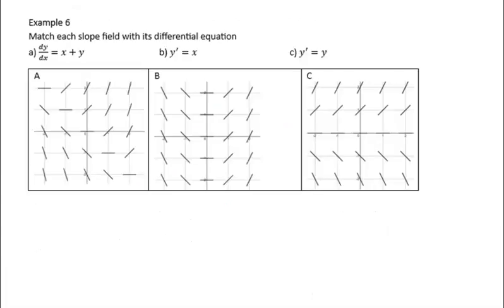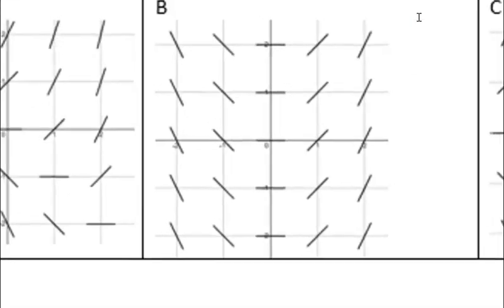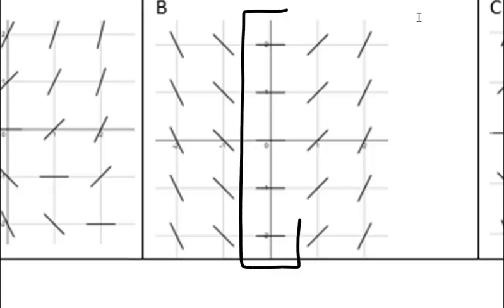In example 6, we are given 3 separate differential equations, and we're also given 3 different graphs of slope fields or direction fields, and it's our job to match the differential equation to the slope field. So when I look at these slope fields, I noted 2 things particularly stand out to me. For example, in the second one, every single point along the y-axis has a slope of 0. Those little horizontal line segments, I can easily identify those horizontal line segments as a slope of 0.